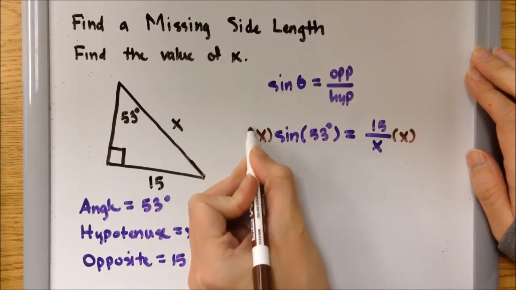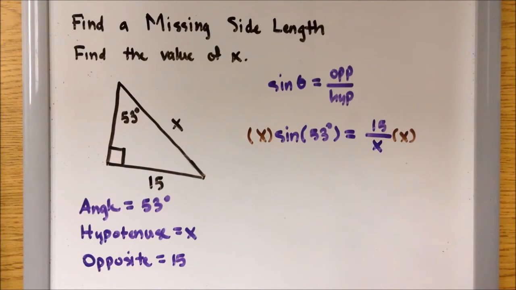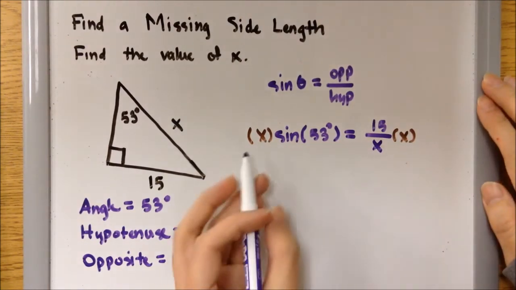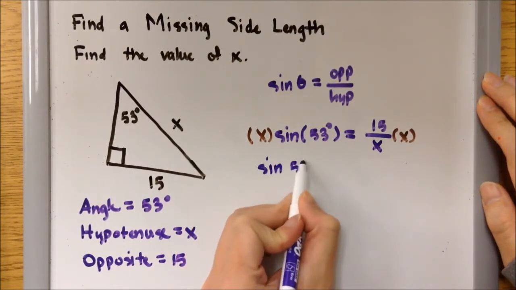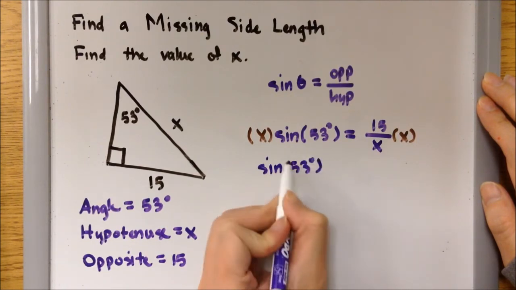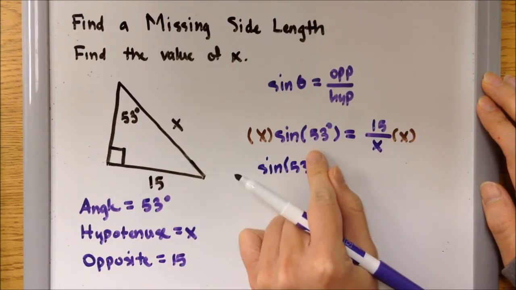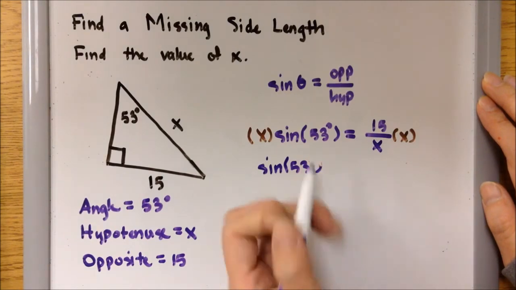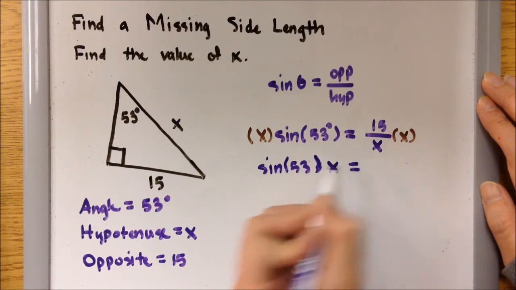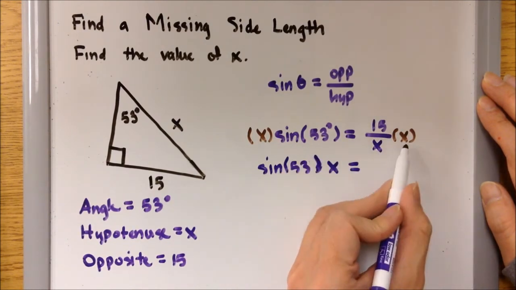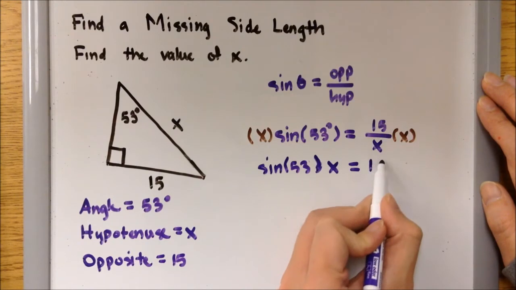When I do that, on the left side, x times sine 53 degrees is just x sine 53, and I forgot, you don't have to put that degree symbol. On the right side, x divided by x is 1. 1 times 15 is just 15.